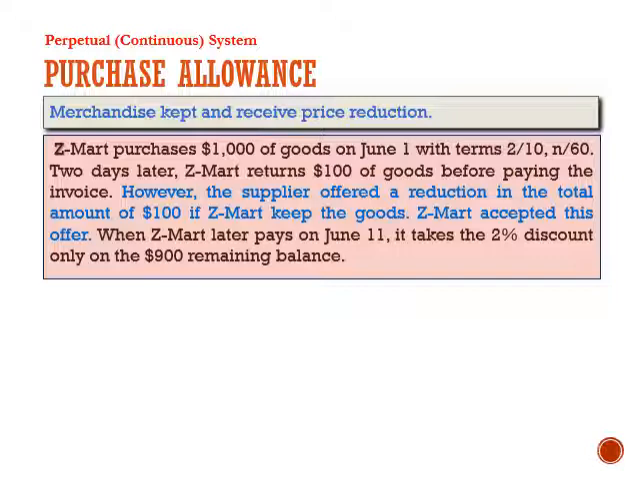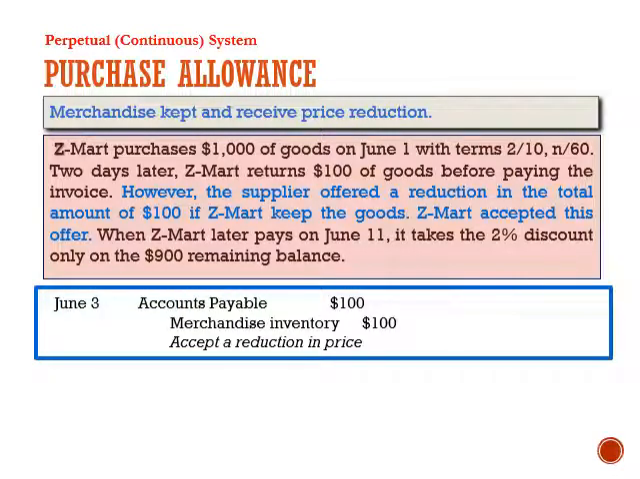Say for example, Z-Mart purchased $1,000 worth of goods on June 1st with terms 2/10, n/60. Two days later, the supplier offered Z-Mart a $100 reduction in total price if Z-Mart is willing to keep the goods. Now say Z-Mart accepted the offer, so Z-Mart records a reduction in both its debt and its inventory by $100.